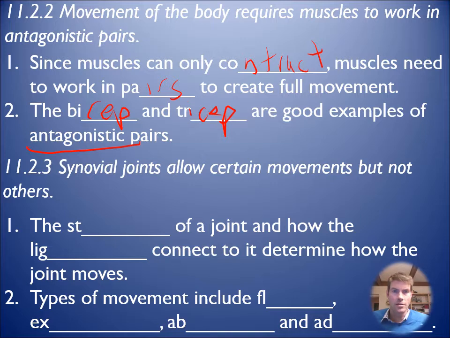So synovial joints allow some movements, not others. The structure of a joint and how the ligaments connect determine how it moves. So the structure, ligaments, and we have flexion, extension, abduction, and then back here I can't see it, adduction.